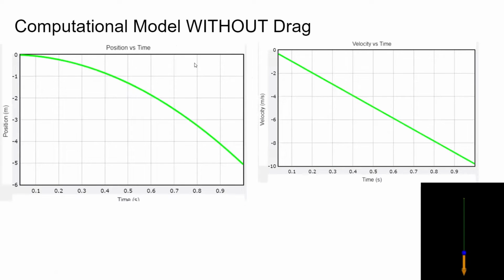For the computational model without drag, the position-time graph is a quadratic in the negative direction, while the velocity versus time graph is increasing in the negative direction, and the slope is about equal to g. And this is the model from the code.